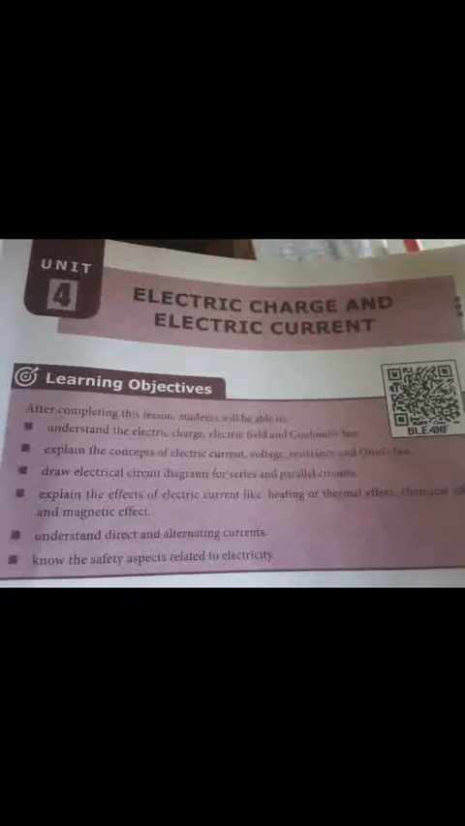And you have to know what are the different electric circuits, what is series circuit and parallel circuit, and what is the effect of electric current like heating, thermal effect, chemical effect and magnetic effect, and what is direct current and alternating current, and what are the safety aspects related to electricity. These are the learning objectives of the unit.